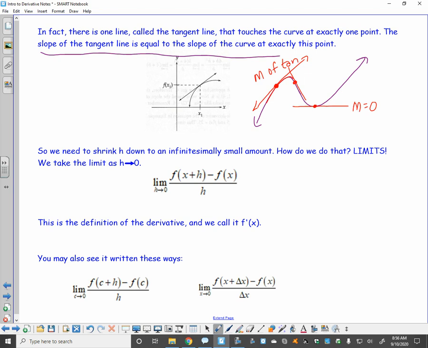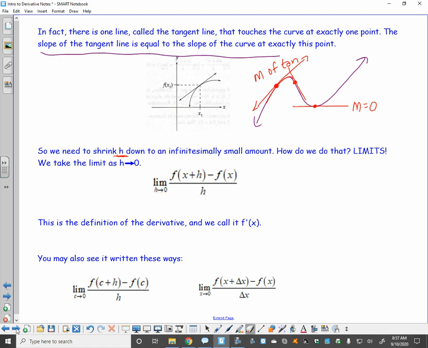So to get super accurate for a particular point, what I want to do is shrink h down, which is the distance between the 2 points that I'm using to estimate, down to an infinitesimally small amount. How do we do that? With limits. I want to take the limit of y minus y over x minus x. Remember, that's what that simplified to. But I want the limit as h, that distance between those 2 points, gets infinitesimally small. So I want it as the limit goes to 0.